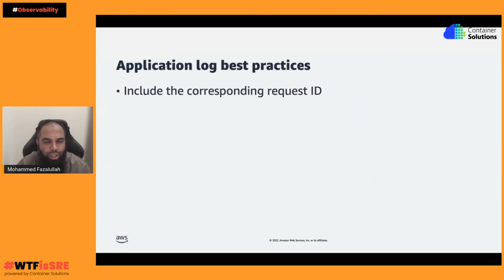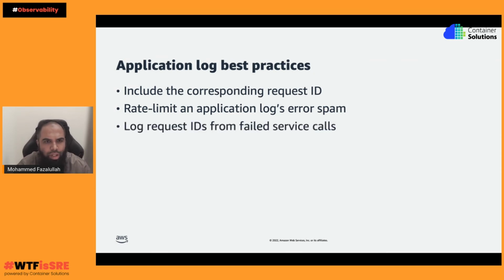And from an application logging best practice perspective, you want to make sure that the request ID is always there along with the trace ID. Make sure that there is a rate limit on the application logs error spam, because this usually happens when you're having high throughput services, and you want to be able to guard this in some form or the other through the logger itself, and something maybe you can switch on and switch off.